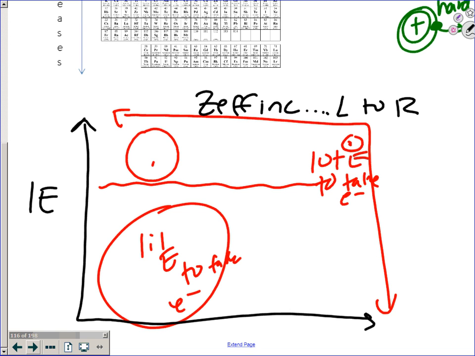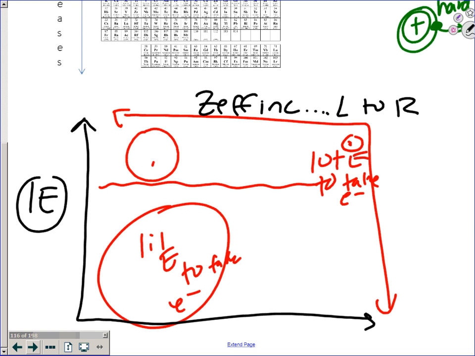So this one, not a really good, strong hold on electrons. This one, super strong hold on electrons. So as the effective nuclear charge increases, it gets harder and harder and harder to take the electrons, meaning the ionization energy is increasing. Okay, going down.